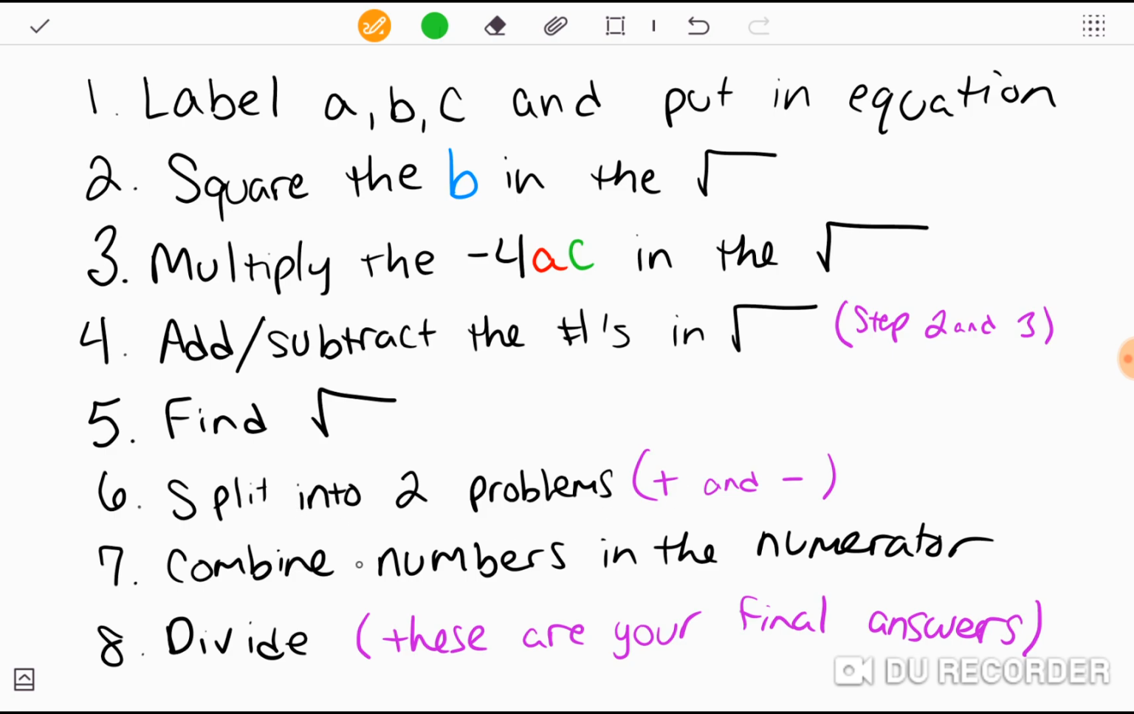Then you combine your numbers that are in the numerator. The top of the fraction, you're going to combine those. So it'll be that negative b plus whatever the number is, and then you'll do the negative b minus whatever it is, and then you divide.